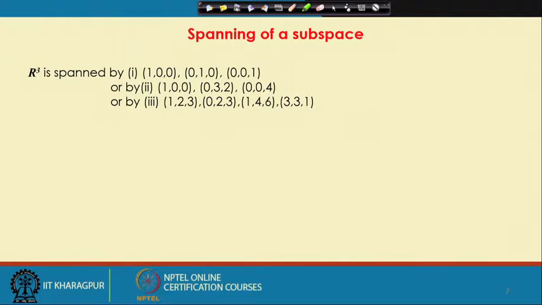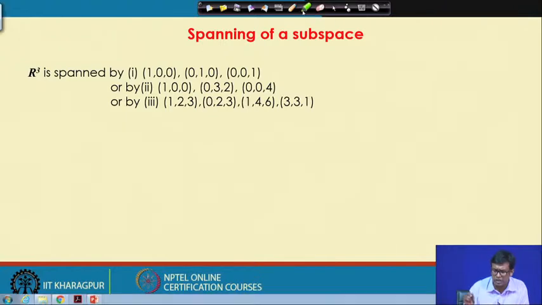R3 is spanned by the vectors 1 0 0, 0 1 0 and 0 0 1. R3 can also be spanned by the vectors 1 0 0, 0 3 2, 0 0 4, or even by 4 vectors: 1 2 3, 0 2 3, 1 4 6, 3 3 1. In any case, we can linearly combine these vectors using arbitrary constants and get any vector belonging to the real coordinate space R3.